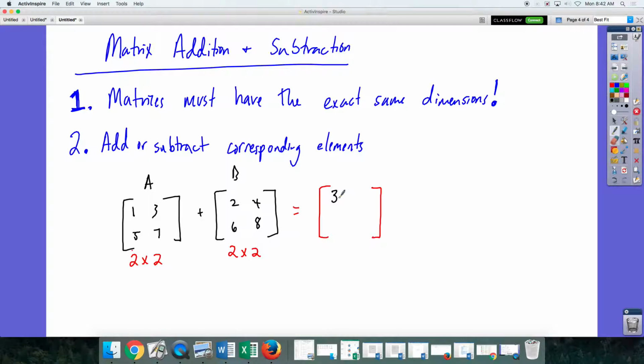Now, I don't really care how you go about it. If you want to start down here next, whatever, okay? Just know you've got to add the corresponding parts. So I'm going to move over here to this one. So 3 plus 4 is 7, right? Then we'll do 5 plus 6 is 11, and 7 plus 8 is 15.